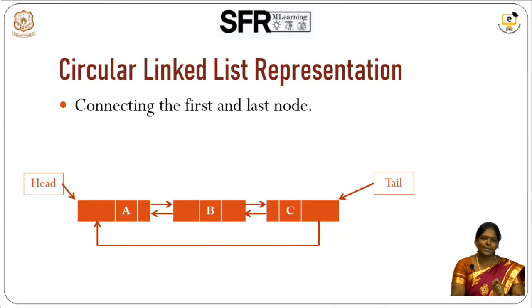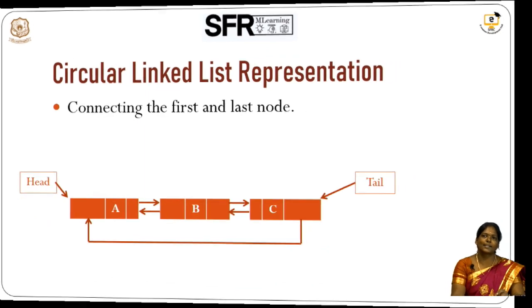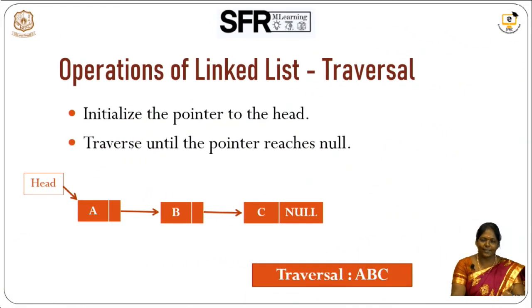A circular linked list is a simple modification of the doubly linked list. Here you can see that no field has a null value. C points to the A value again. So this is the circular linked list. We also have a circular doubly linked list, where A points to C and C points to A. So these are the different types of linked list.